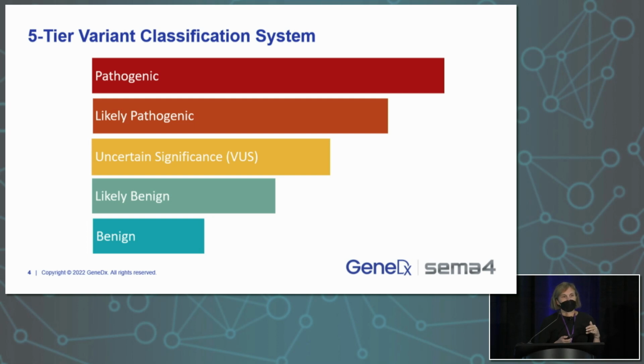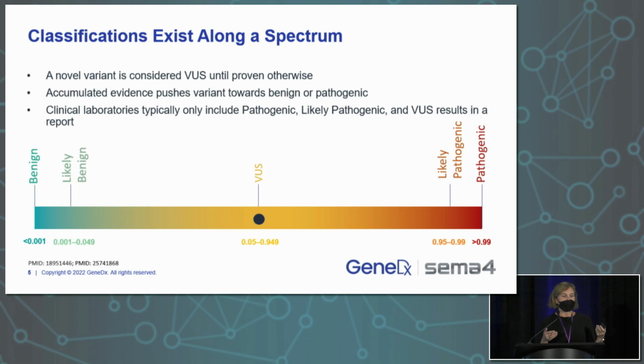There are variants of uncertain significance, which you'll often see abbreviated VUS, and that's what I'll call it throughout the talk. You'll sometimes hear people say it differently, so if you've heard either of those terms, we cannot agree in genetics about how to pronounce this abbreviation, but they all mean the same thing. Then there are variants that are likely benign, and variants that are benign. I present these in buckets, but the reality is that this exists along a spectrum. When we first identify a variant and know nothing else about it, it's considered a VUS until proven otherwise.